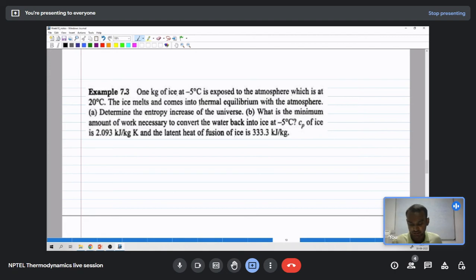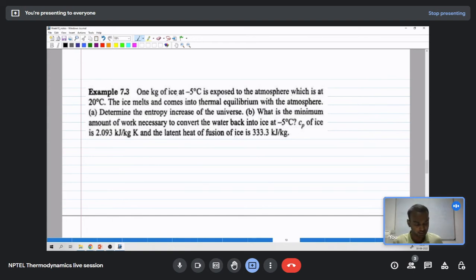1 kg of ice at minus 5 degrees Celsius is exposed to the atmosphere, which is at 20 degrees Celsius. The ice melts and comes to a thermal equilibrium with the atmosphere. Determine the entropy increase of the universe. Then what is the minimum amount of work necessary to convert the water back to ice at minus 5 degrees Celsius? Cp of the ice is given to be 2.093 kilojoule per kg Kelvin, and the latent heat of fusion of ice is also given to be 333.3 kilojoule per kg.